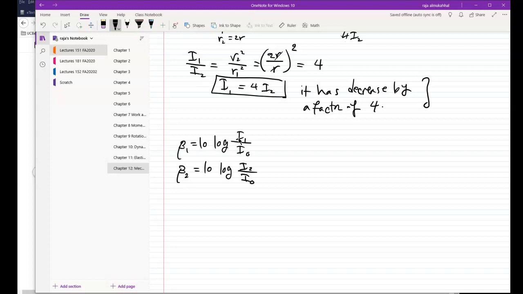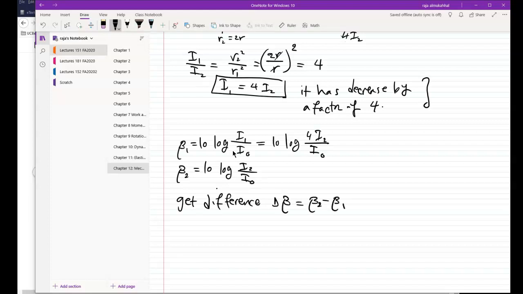fine, right? So we have here beta 1, 10 log I1 over I0, but I1 is equal to 4I2. So I'm going to write it down: 4I2 over I0. And then here, I'm just going to leave it the way it is, okay? So there we go. And then I want to find the difference between them, okay? So rather than making the ratio, I'm going to get the difference between them. Delta beta, okay? So that means it is beta 2 minus beta 1. That's what I want to do.